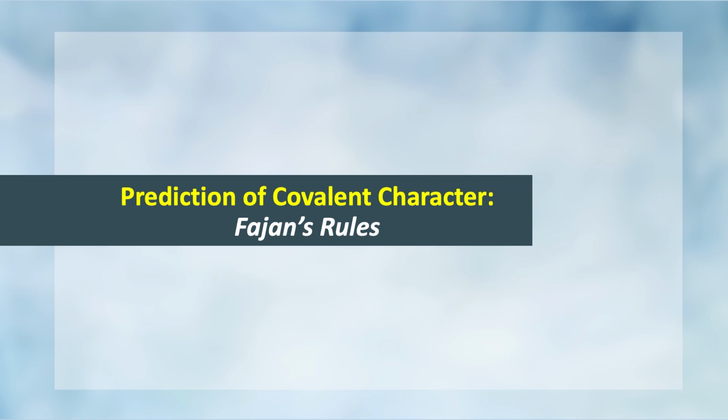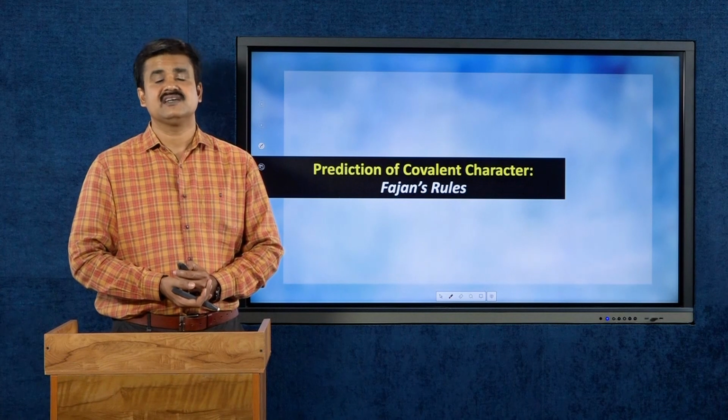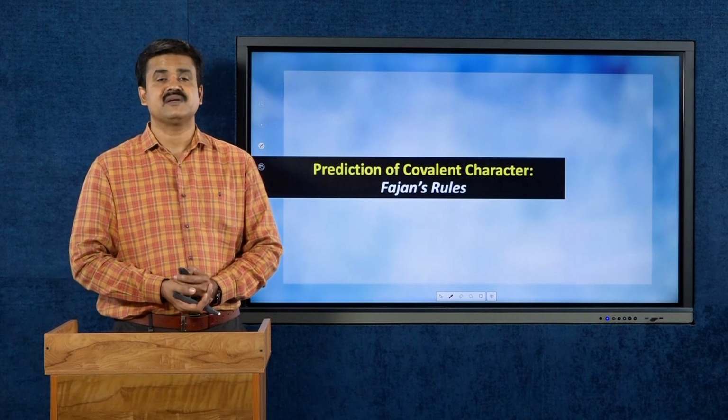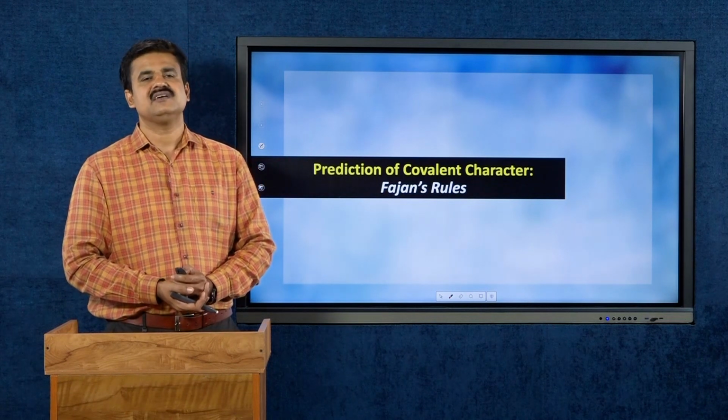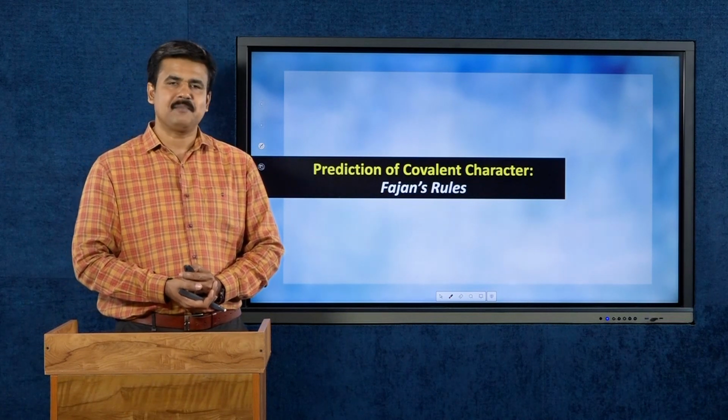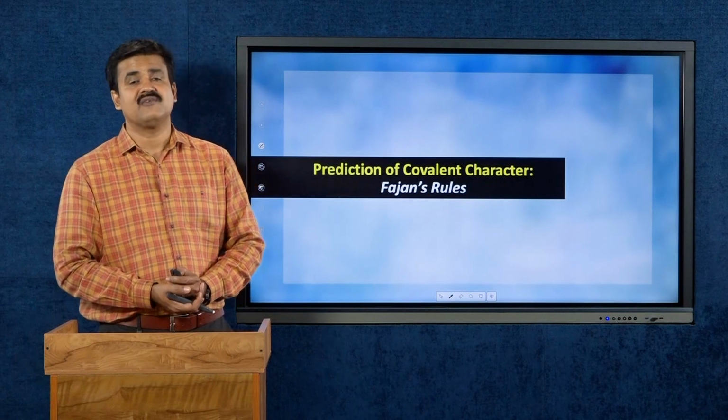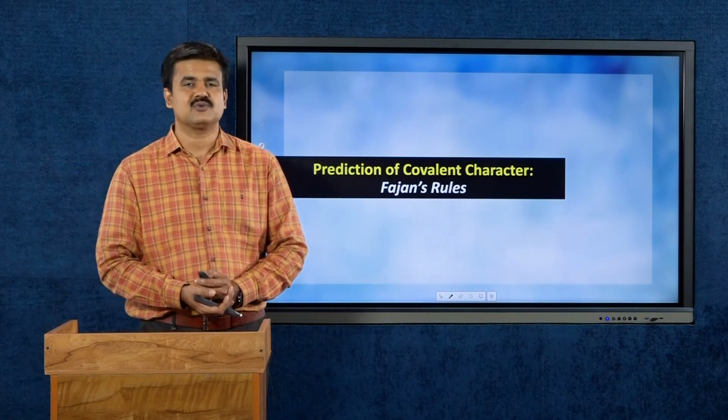prediction of covalent character in ionic compounds. For this, we resort to a set of rules, that is, Fajan's rules. We are now entering into details of Fajan's rules and their applicability in the prediction of the covalent character of ionic compounds or an ionic bond.